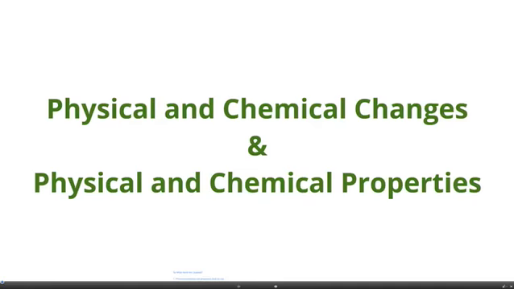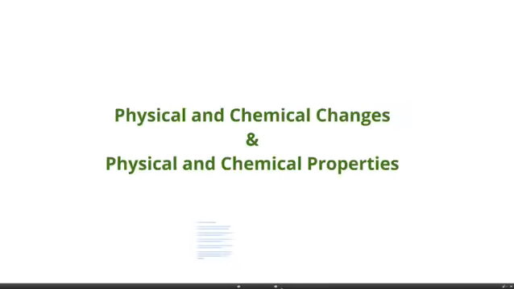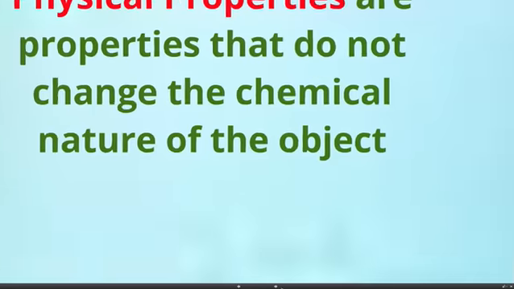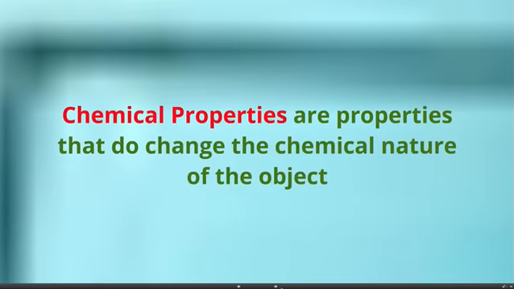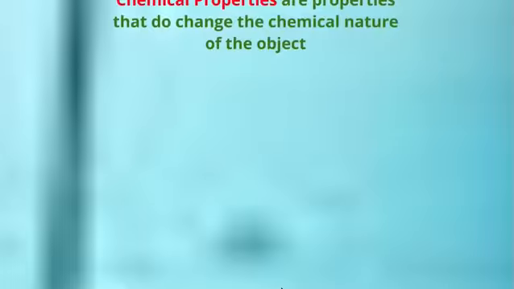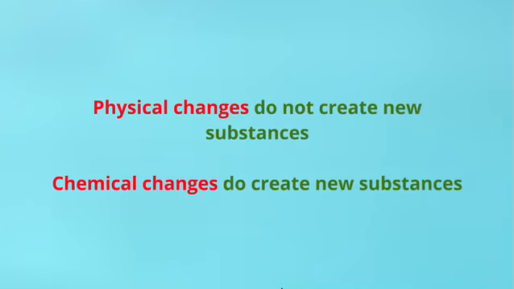Physical and chemical changes and properties. Physical properties are properties that do not change the chemical nature of the object, whereas chemical properties can change the nature of the object. Physical changes do not create new substances, whereas chemical changes do create new substances.